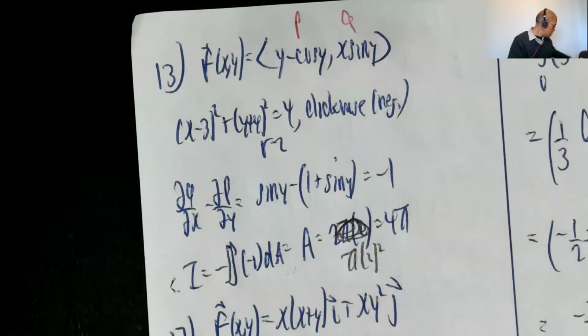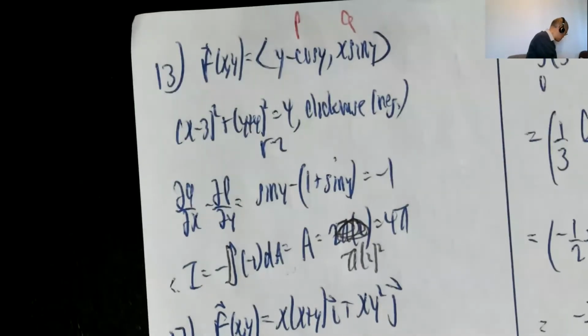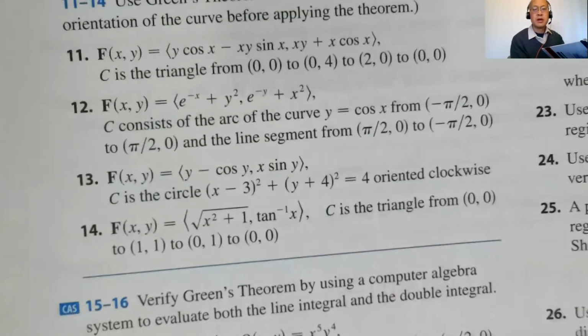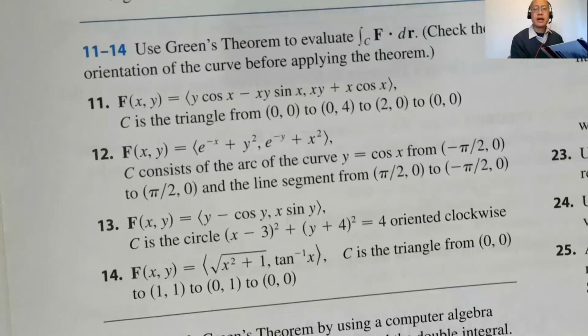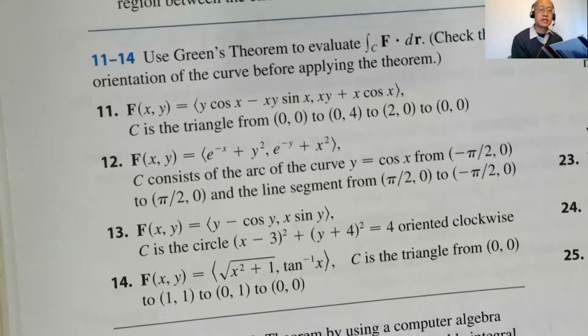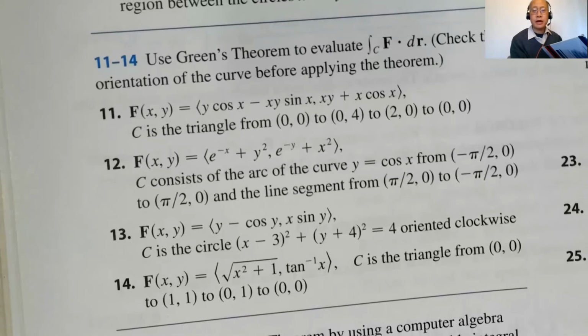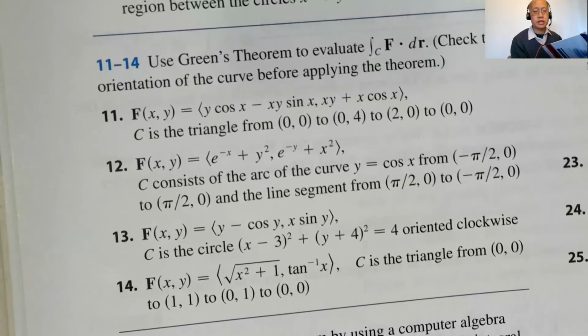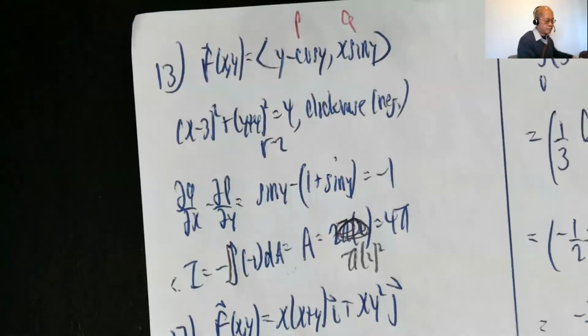And then 13, capitalizing on the language, it says use the theorem to evaluate the integral of F dot dr. It means don't do the left-hand side, do the right-hand side. And it also says orient it clockwise. So I know that's going to be a negative orientation for problem 13.